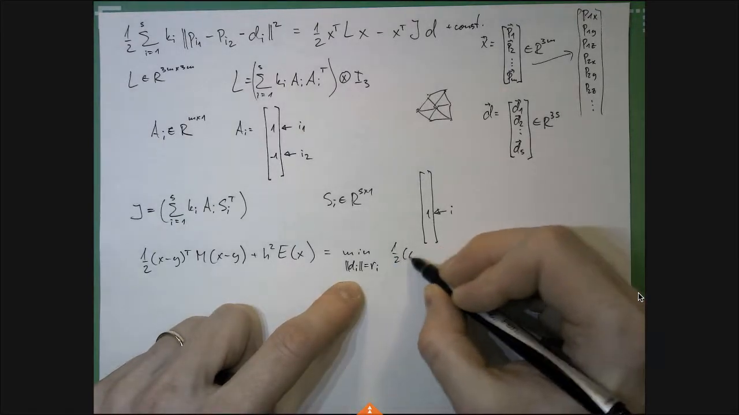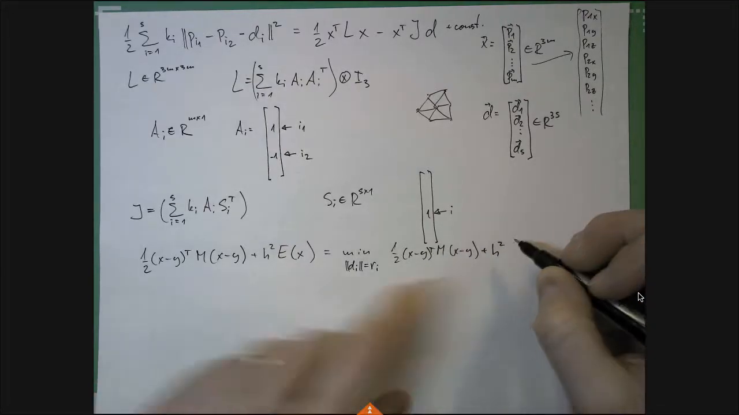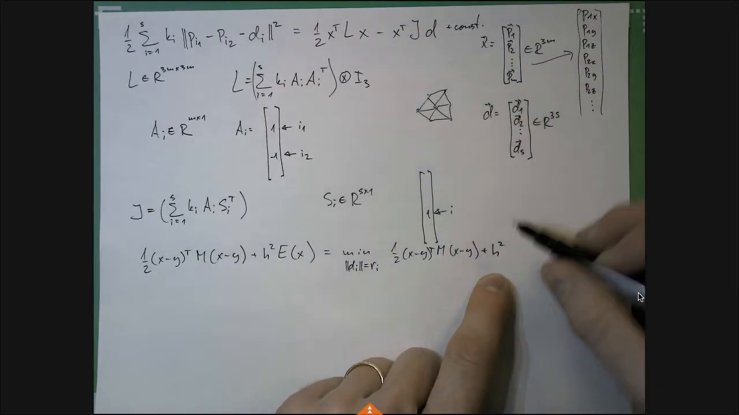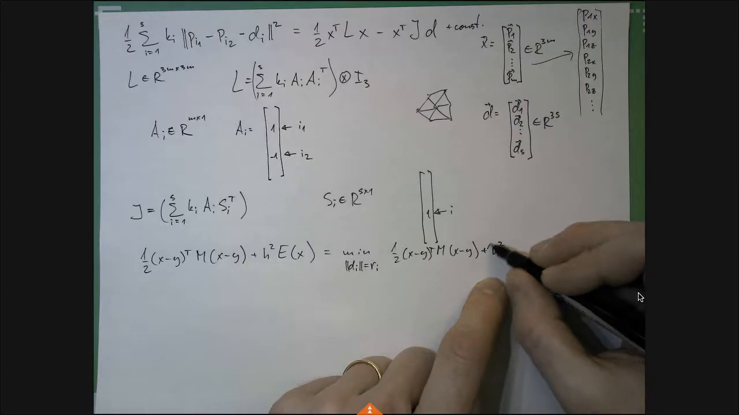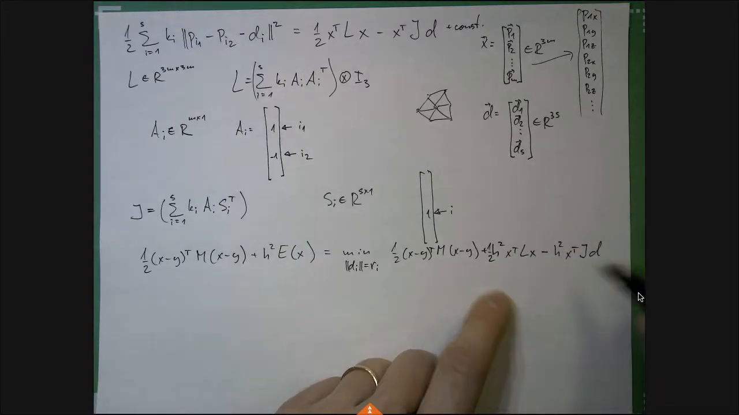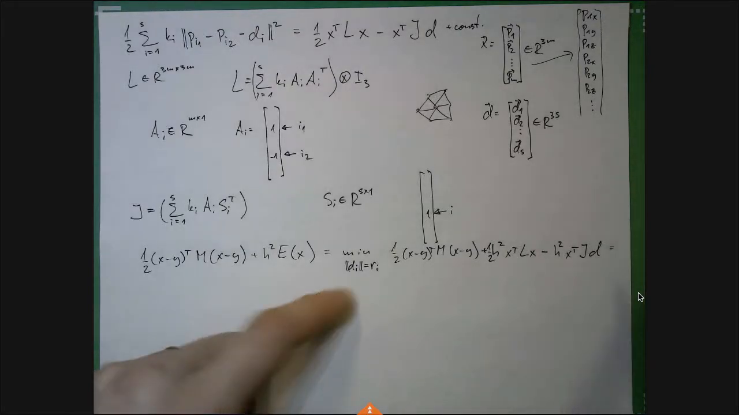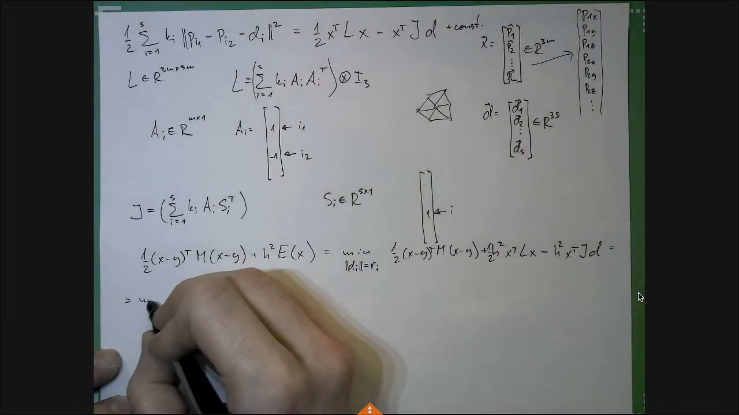The first term stays the same. And the second term times the square will become this, okay? So plus h squared 1/2 x^T L x minus h squared x^T J d plus some constant. Let me drop that constant, because once we are minimizing it, the constant doesn't really matter. Okay. So we can make this a little bit nicer. So the minimum will stay, the di equals ri.